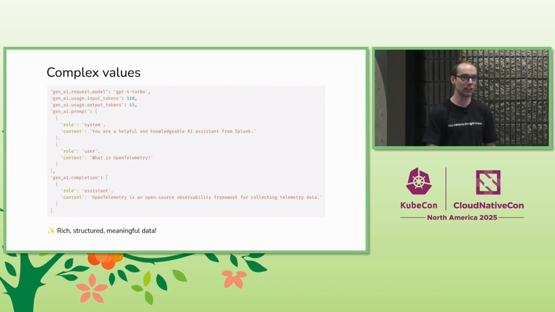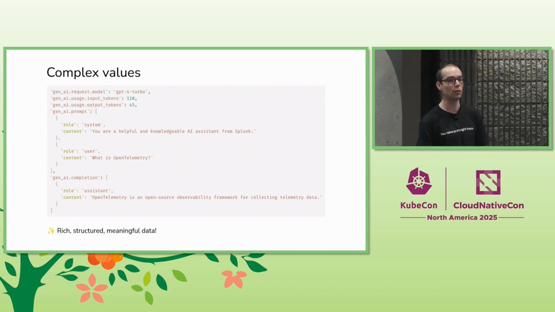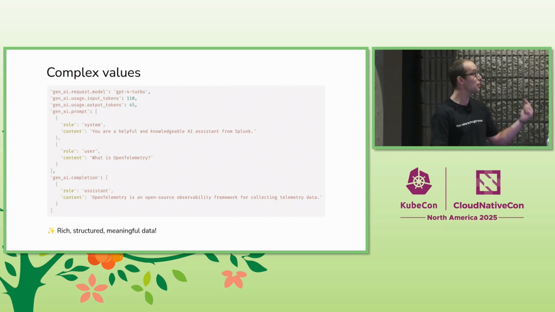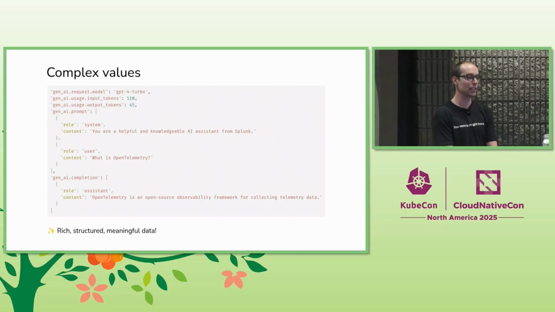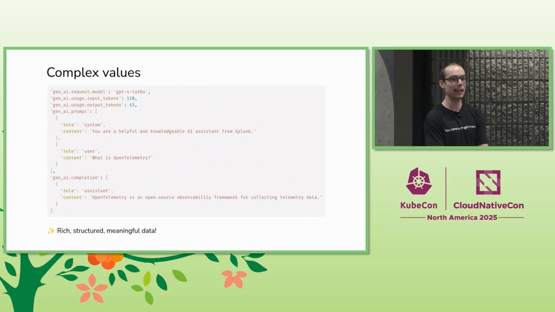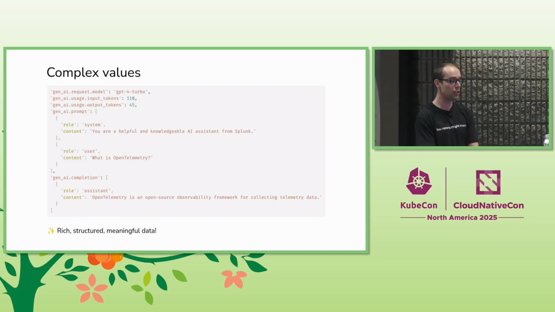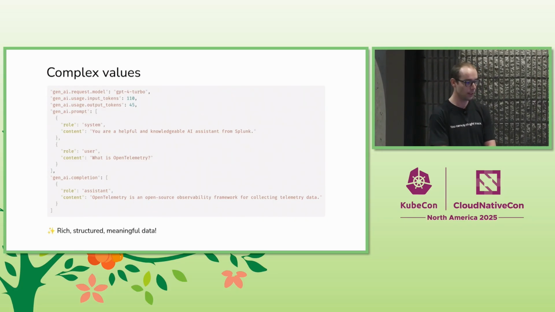And here's an example of how complex values look. So right now, everyone talks about AI. So here's an example of how complex attributes could look in an AI log record or an event maybe. So yeah, it's a rich structure and meaningful data.